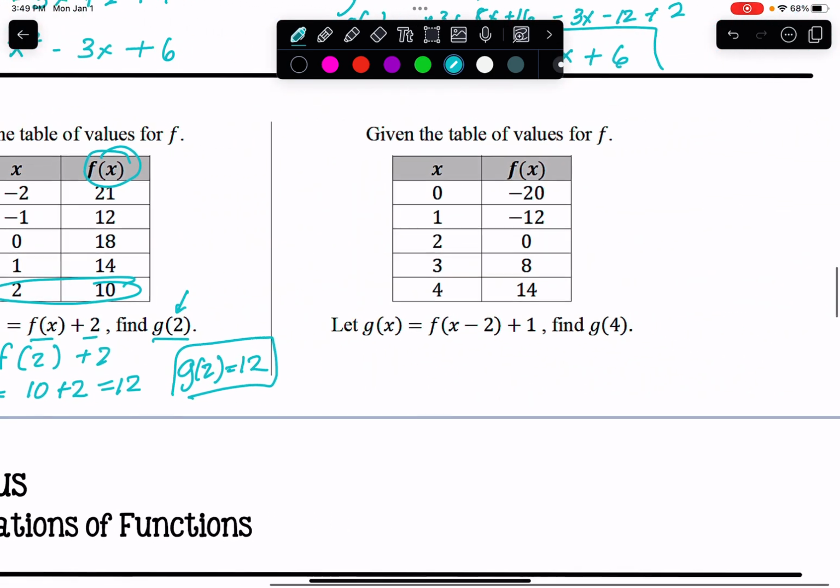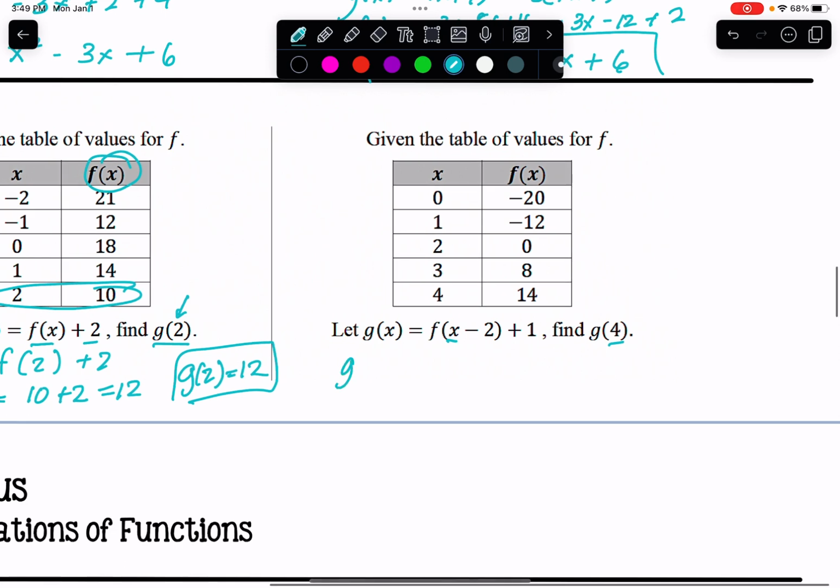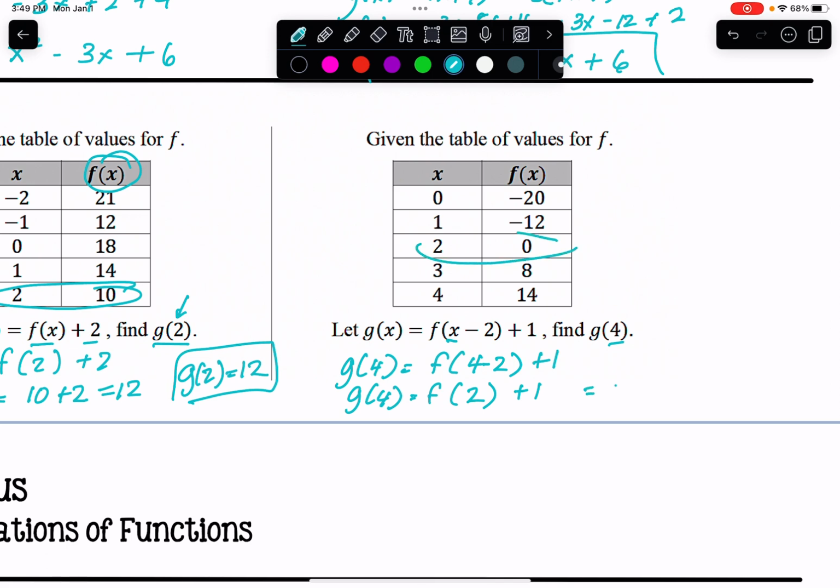Same thing down here. We would put the 4 in where the x is. So g of 4 would be f of 4 minus 2 plus 1. So g of 4 is f of 2 plus 1. And f of 2 is 0, so 0 plus 1 is 1. So g of 4 is equal to 1.